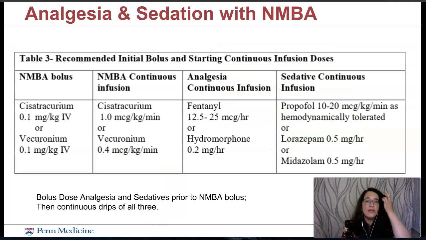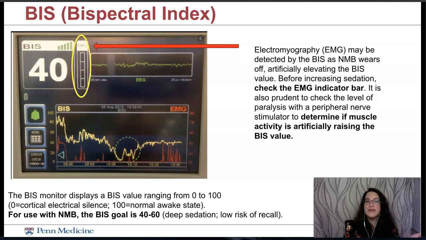This is the table about the recommended boluses and starting infusion rates if you chose to go for the prophylactic shivering plan. Here's a picture of our BIS monitor. I've circled where the EMG is. So that detects electromyography, that can detect the artifact. So you may have an artificially elevated BIS value if there is muscle activity going on because the patient's not adequately paralyzed. So determine whether or not you have artifact before you start increasing your paralysis rate or increasing your sedation rate.